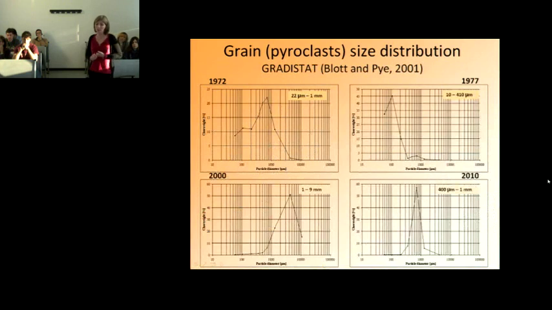Grain size distribution is plotted here with the particle diameter in microns on the x-axis and class weight percentage on the y-axis. From grain size distribution, we can classify 1972 as fine ash with a range diameter between 22 microns to 1 millimeter. 1977 is very fine ash with a range diameter of pyroclast between 10 to 410 microns. 2000 is classified as lapilli with a range diameter between 1 to 9 millimeters, and 2010 as ash with a range of diameter between 400 microns to 1 millimeter.